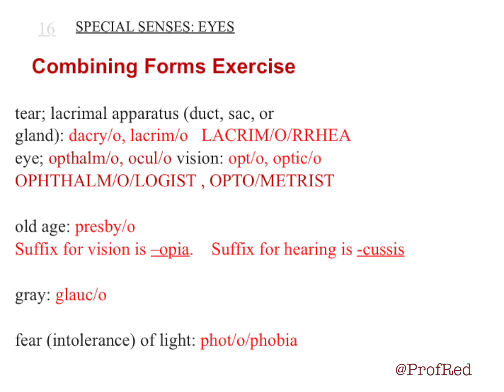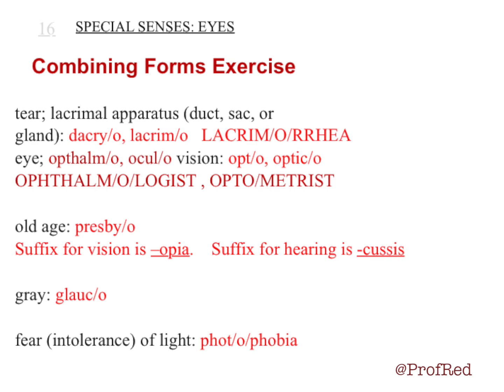They measure vision. In fact, the metris or metro in that medical term pertains to measurement. So they prescribe corrective lenses, while the ophthalmologist will diagnose, treat disease, and perform surgeries. We have a new combining form here, presbyo. That is a word root or combining form that pertains to old age.